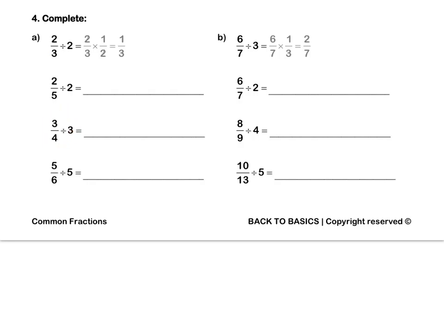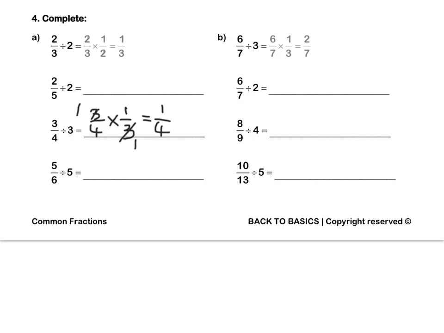Let's do this one together. 3/4 divided by 3 is the same as 3/4 times the inverse of 3, which is 1/3. We simplify in our question, divide top and bottom by 3, and our final answer is 1/4. Press pause to complete question A.